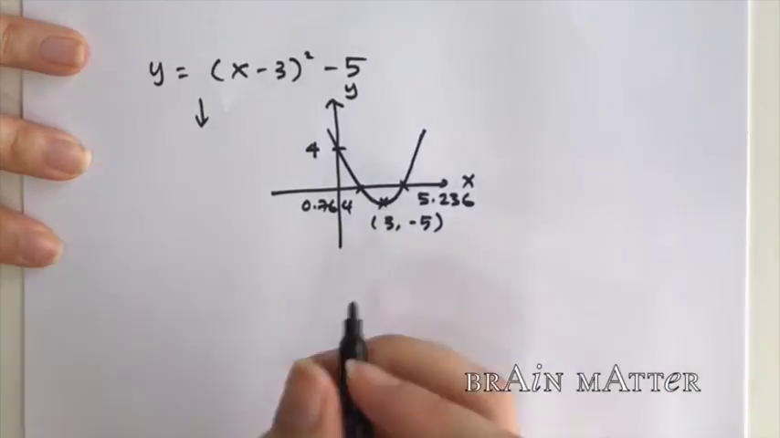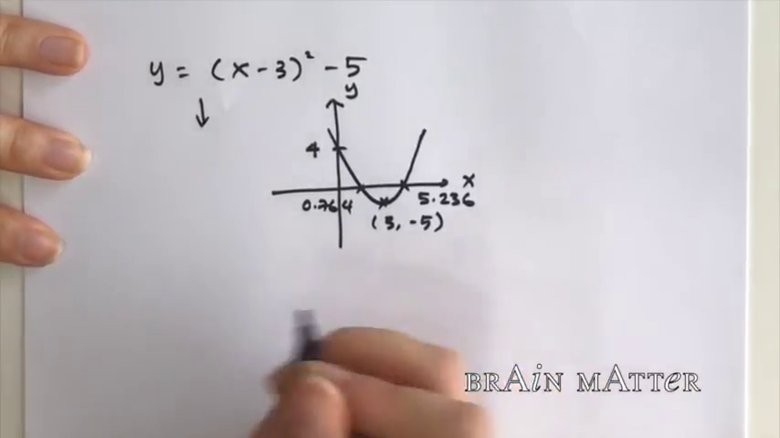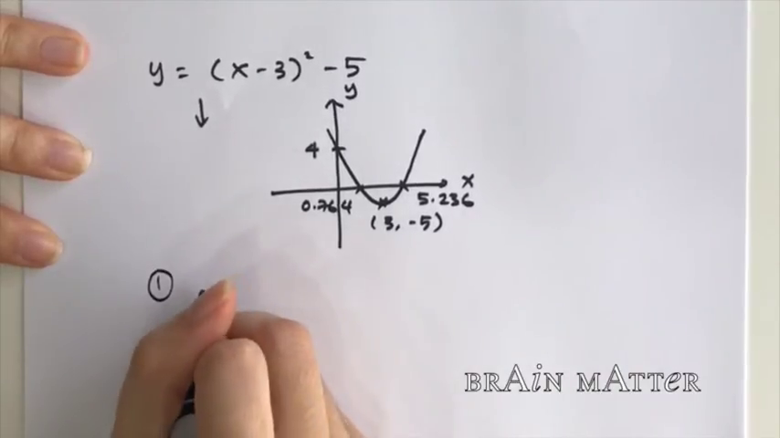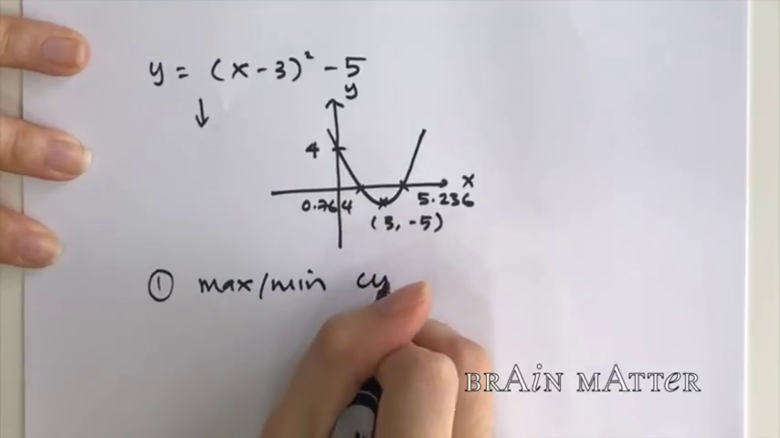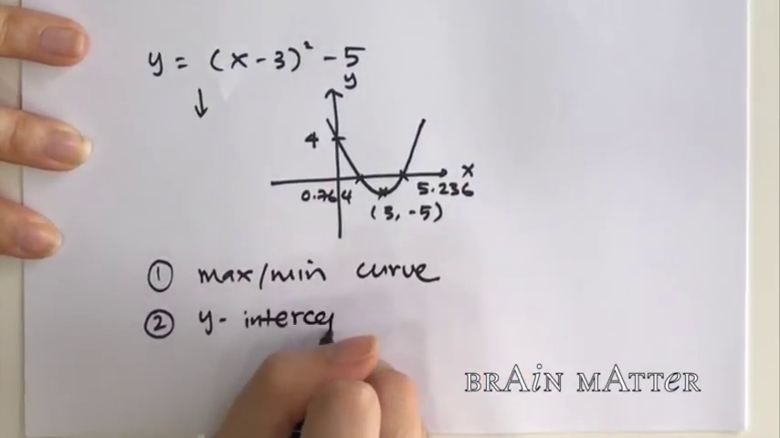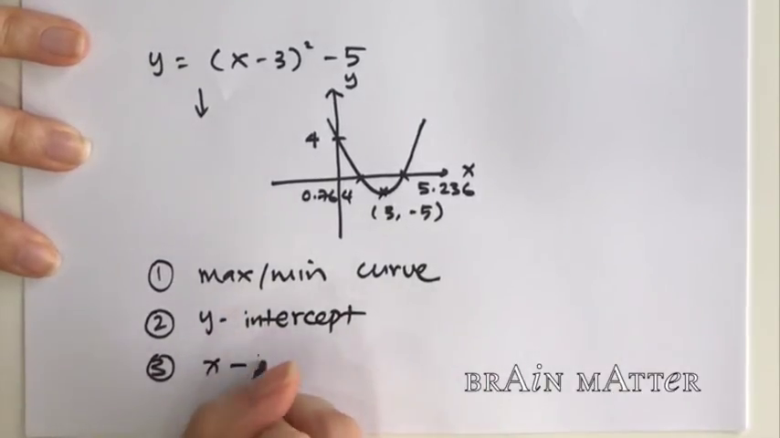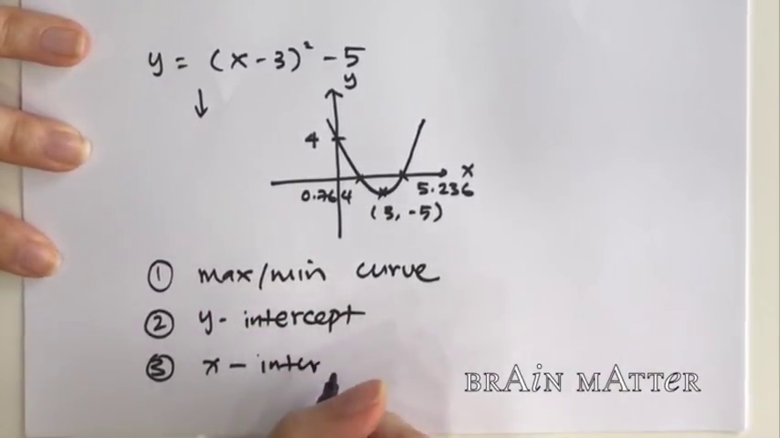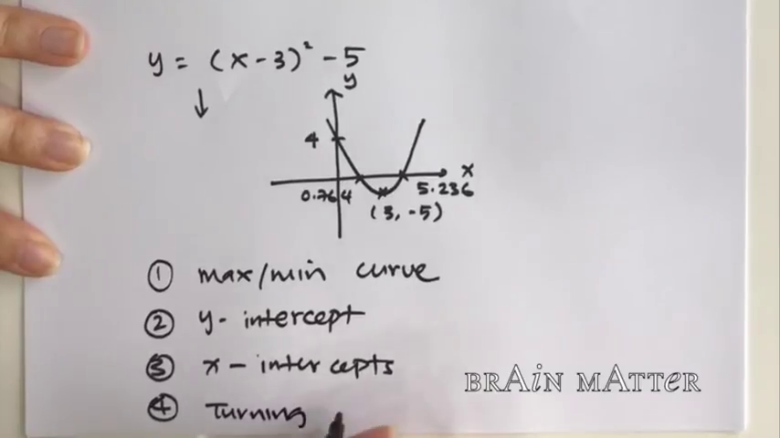So in summary, when we want to sketch a curve, there are 4 things that we need to take note of. So number 1, just do a recap, maximum or minimum curve. Number 2, indicate where is the y-intercept. Number 3, indicate where are the x-intercepts. And number 4, indicate the turning point.